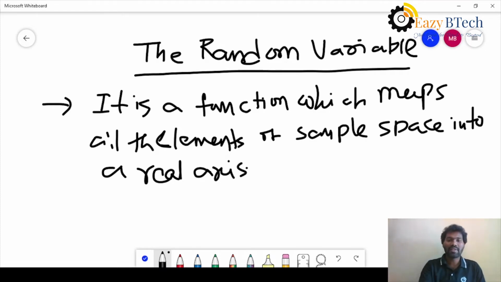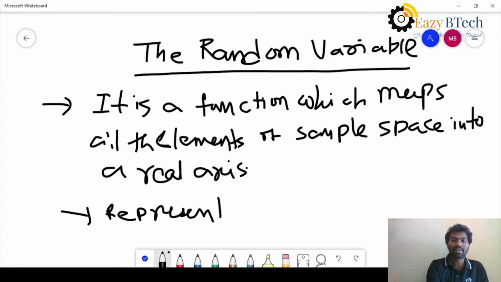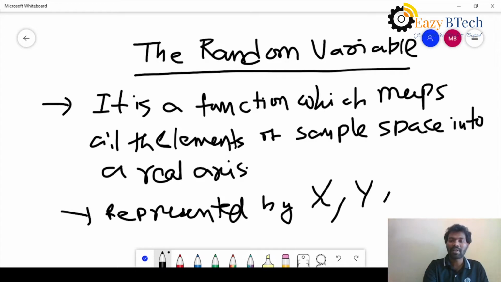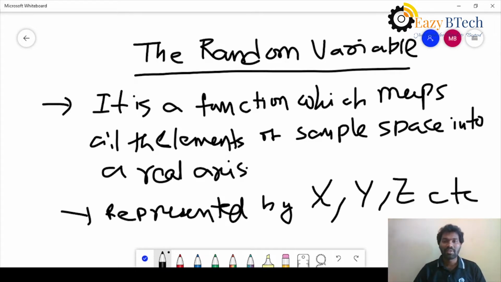It is represented by a capital letter. Always represented by a capital letter, that is capital X, might be capital Y or capital Z, etc. So that means your random variable must always be represented in terms of capital letters only.